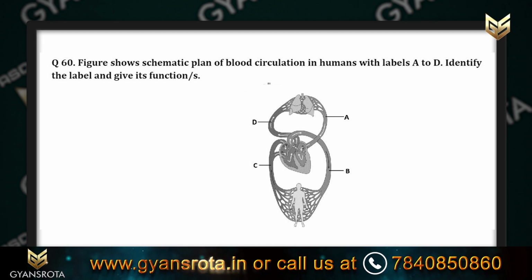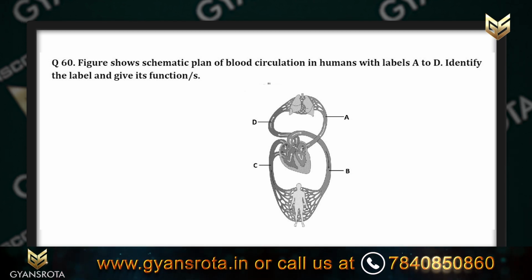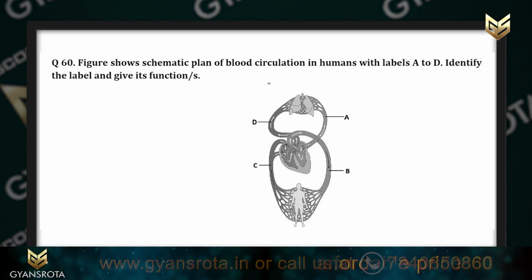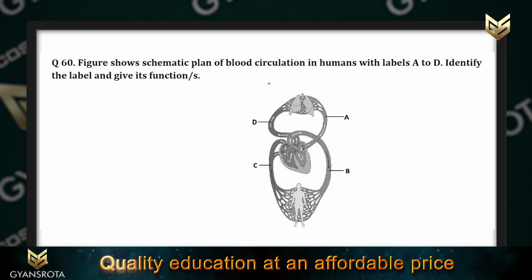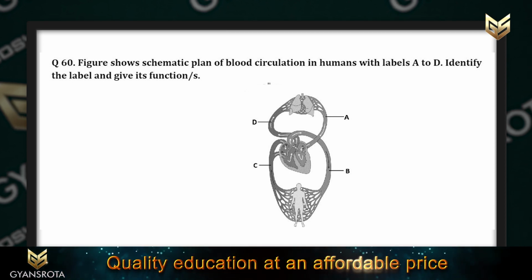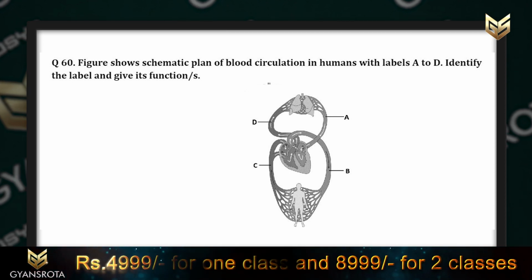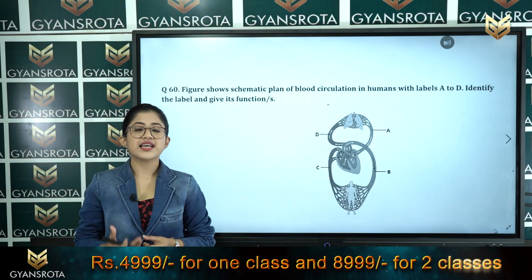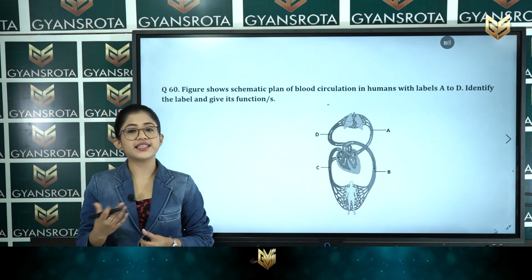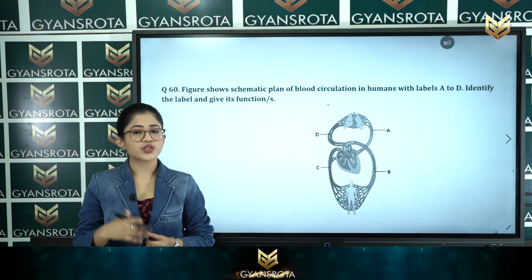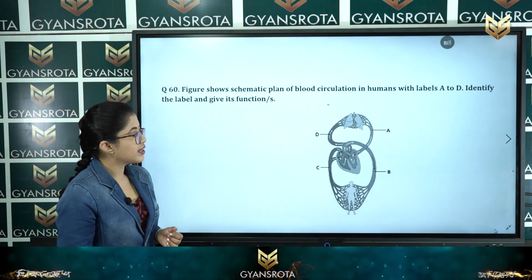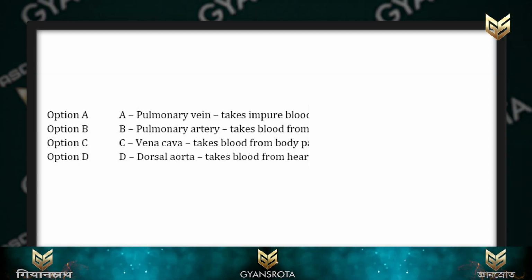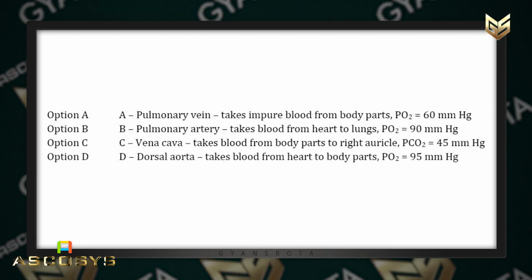In question number 60, you can see this figure. This figure shows a schematic plan of blood circulation in humans with labels A to D. Identify the label and give its function. Student, this question is from the chapter Breathing and Exchange of Gases. So what is the correct answer here? Let's see the options. You can see the options given here.